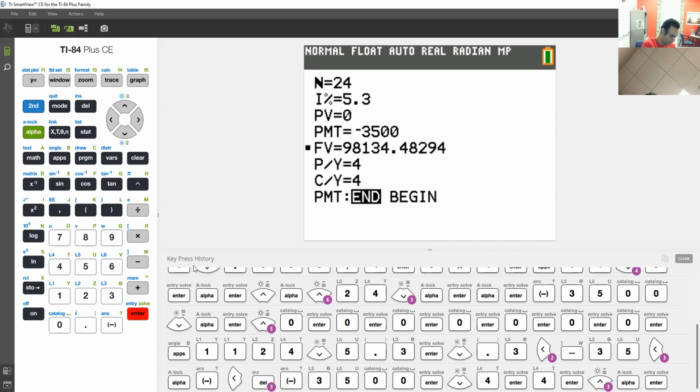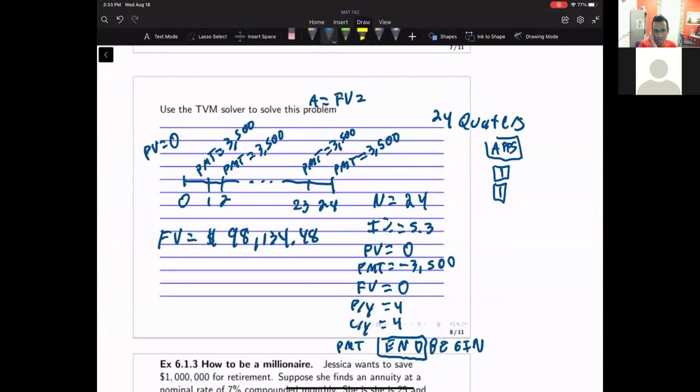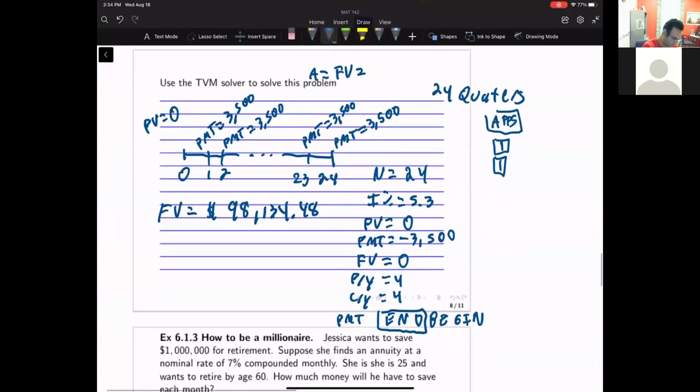So the future value is going to be 98,134.48. So now we need to calculate the interest. Okay, there we go. So we have this. So I'm going to delete all this other stuff.